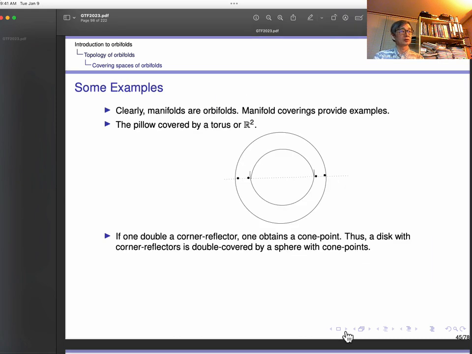So for the example, manifold covering provides a sample, and the pillow is actually covered by this torus, or R^2, which I discussed. So in this torus, we do a pi rotation, then there are these four singularities, where they go to the singular points. So if we double a corner reflector, we obtain a cone point. Thus, this disk with corner reflector is double covered by the sphere with the cone points.